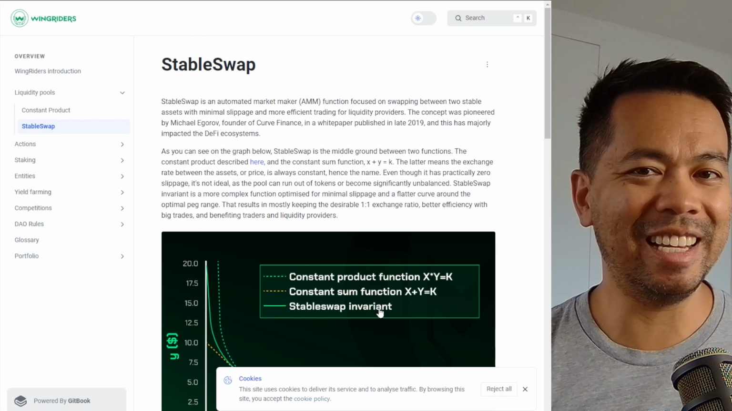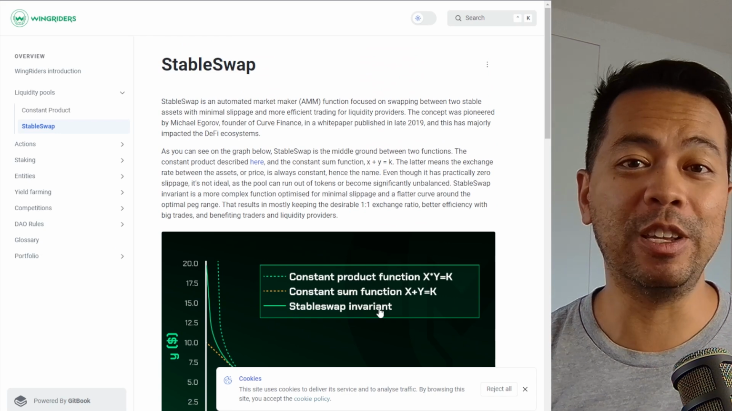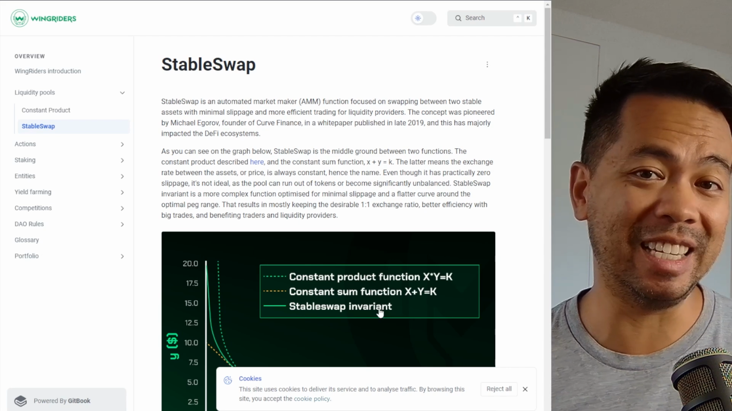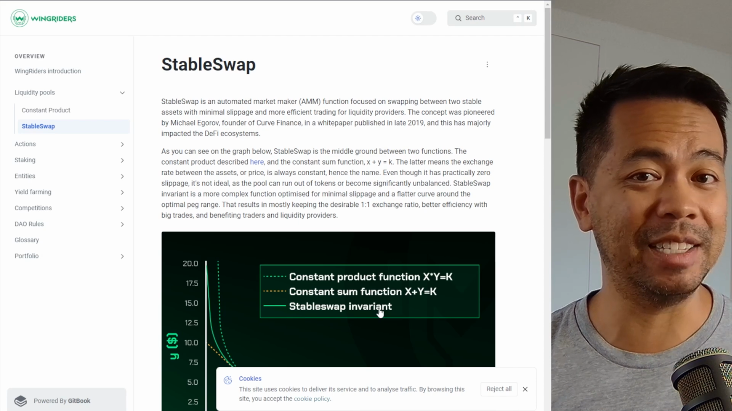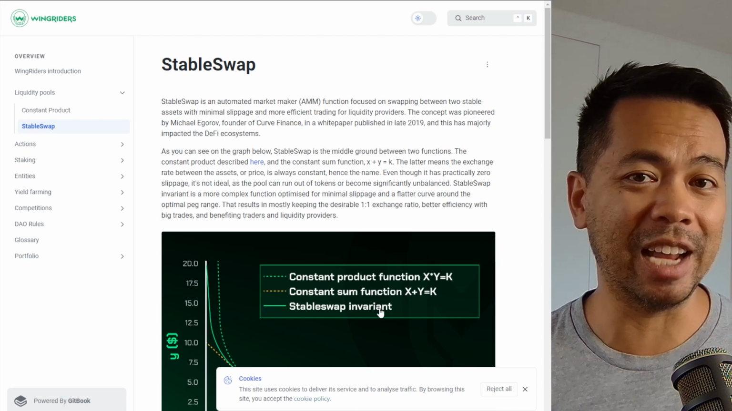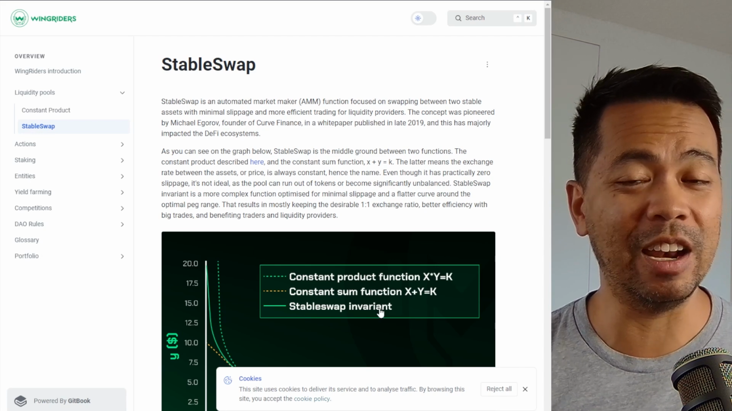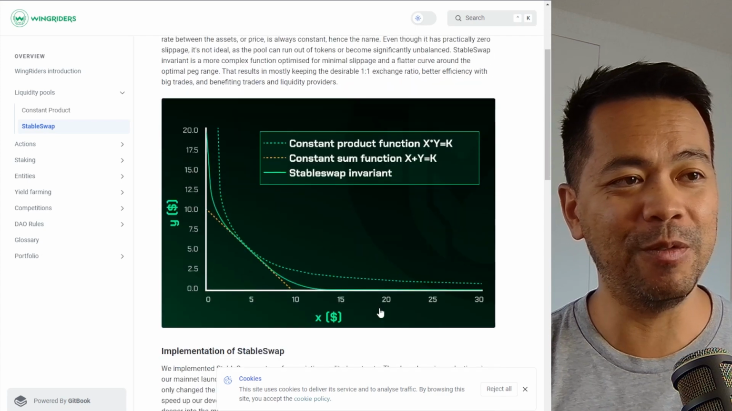But what exactly is a Stableswap? It's a different type of formula used in a trading pair on a decentralized exchange so that users, when they're swapping from one USD asset to another USD asset, aren't affected by slippage or price impact as they would in a regular DEX trading pair. So they use a slightly different formula.